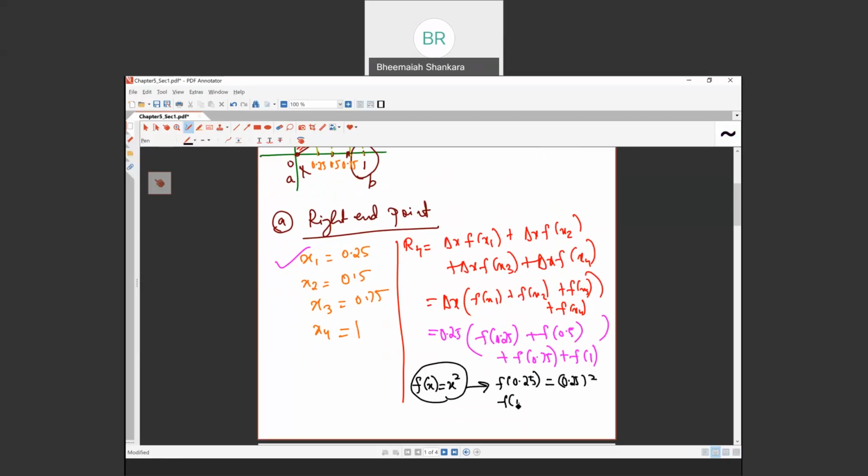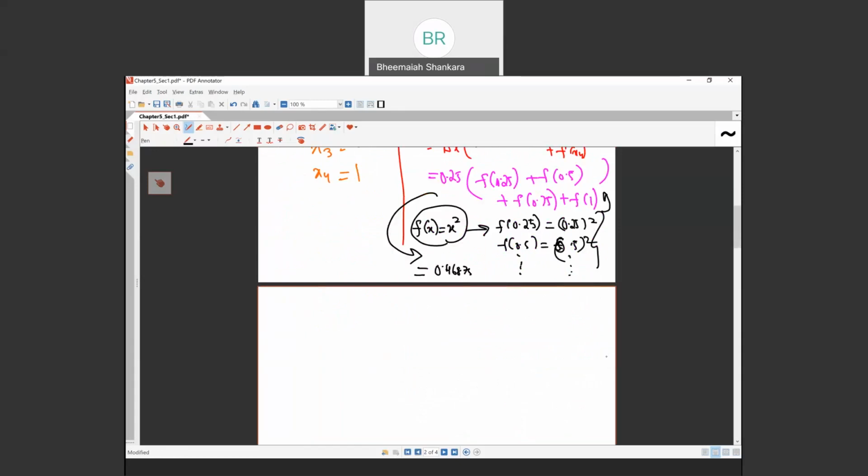Similarly, how to calculate f of 0.5? It's a functional value at some particular value 0.5. So all you do is 0.5 squared. Similarly, you can calculate the rest of the functional values. So plug all those values back into the expression on the top, simplify, you get 0.46875. So when you plug these values here, you get this simplified value, 0.46875.